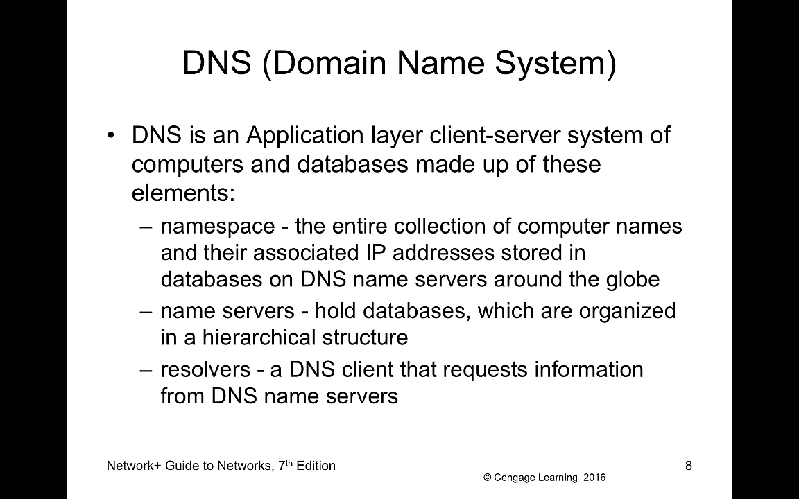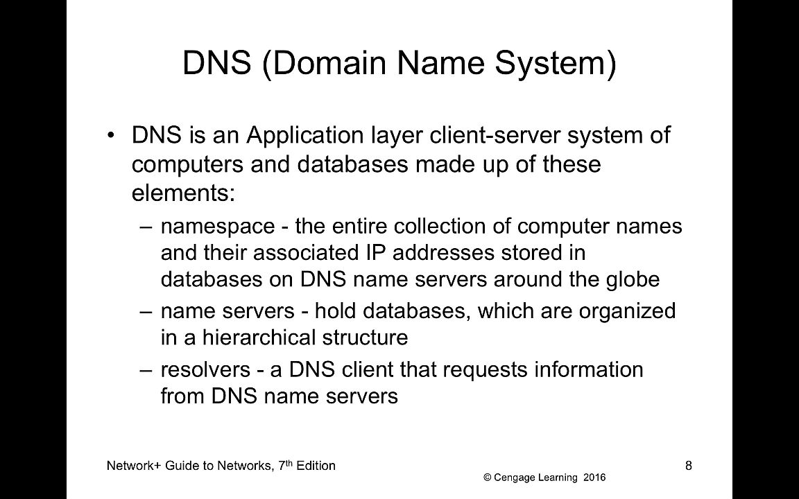Okay, DNS, Domain Name System, is an application layer client-server system of computers and databases made up of these elements: namespace, name servers, and resolvers. DNS is kind of like the heart and blood of the internet. If you screw that up, you're done. This is what we use to resolve names. The namespace is the entire collection of names associated with IP addresses stored in a database. We have name servers; those are what resolve.